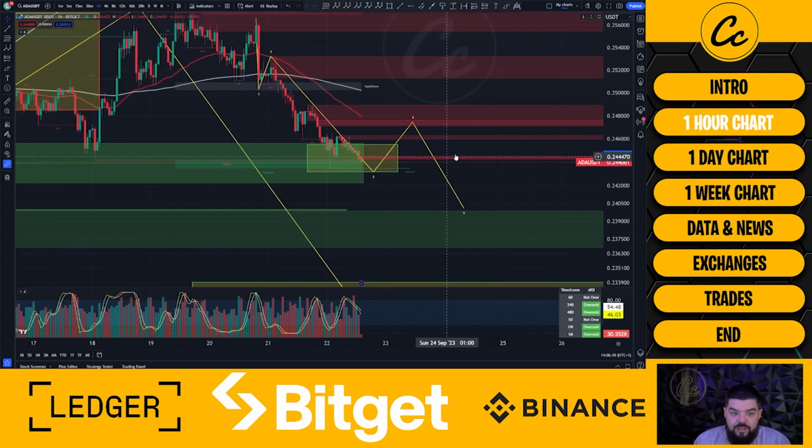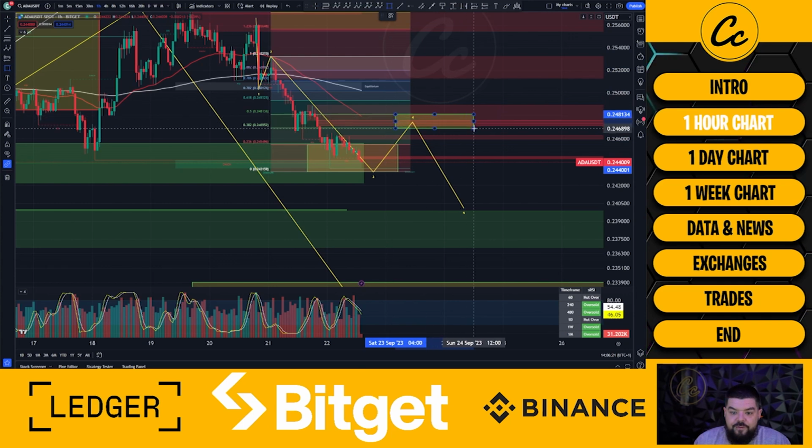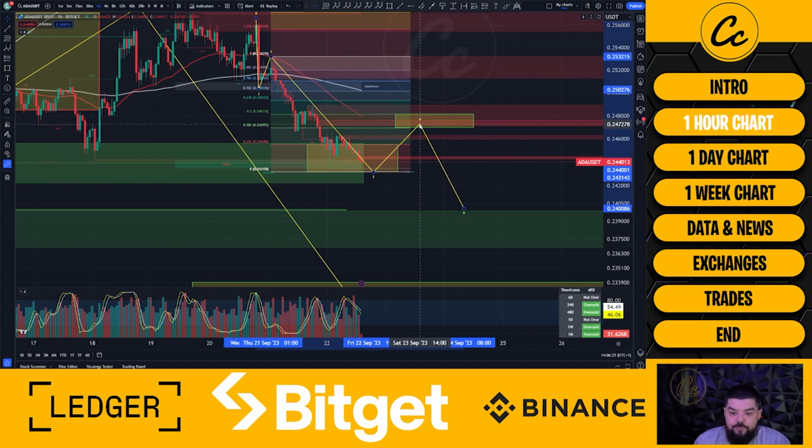So let's have a little look to the future. What can we expect to happen here? Let's just say we do hit this lower area. We will expect a move up between the 38.2 and the 0.5 fib levels here, giving us our fourth wave target area, where we would see this fourth wave push up into.